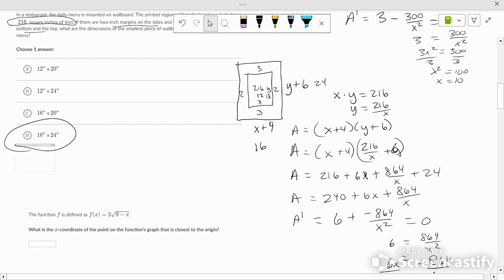Okay, so I have 12. So I put the 12 in for the X right here. And then the wallboard, because this is the text and this is the wallboard. So 12 plus 4 is 16. And then I know that X times Y equals 216, so Y equals 216 over X. So I take 216 divided by X, which is 12, and I get 18. So the text is 12 by 18. So then the wallboard is Y, which is 18, plus 6, which is 24.